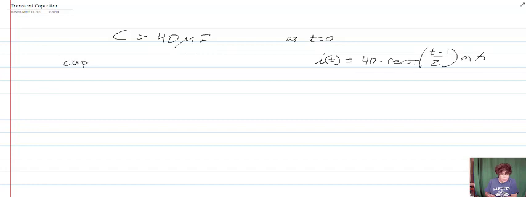And this capacitor, we are told, is initially uncharged. And you do need to know the initial condition. So V of 0 equals 0.